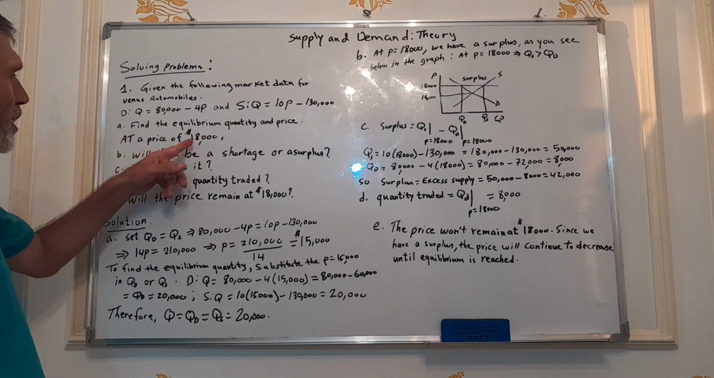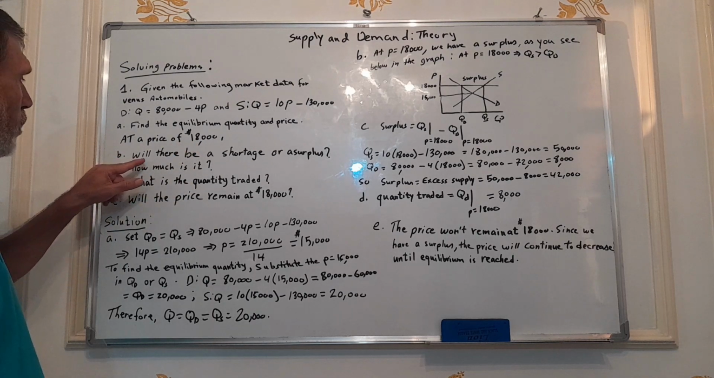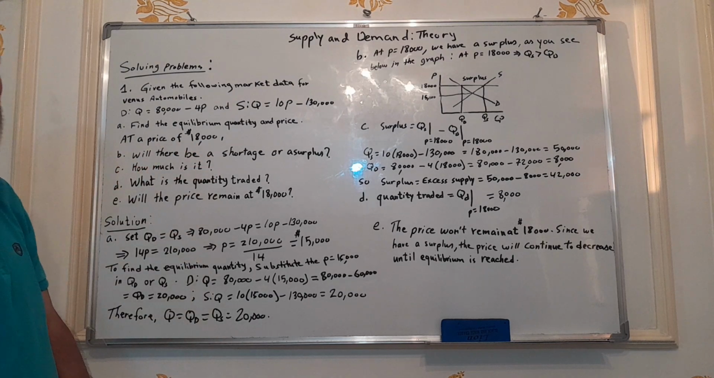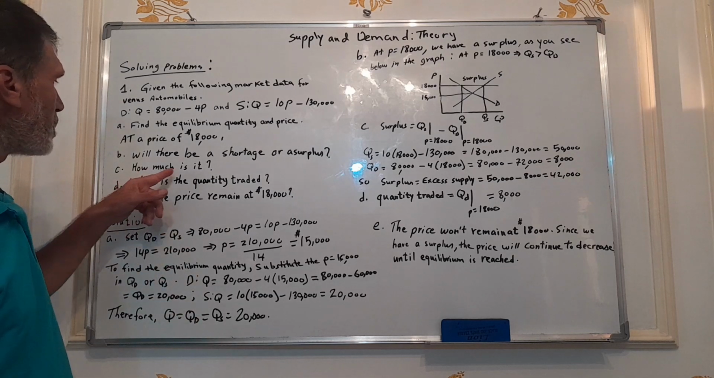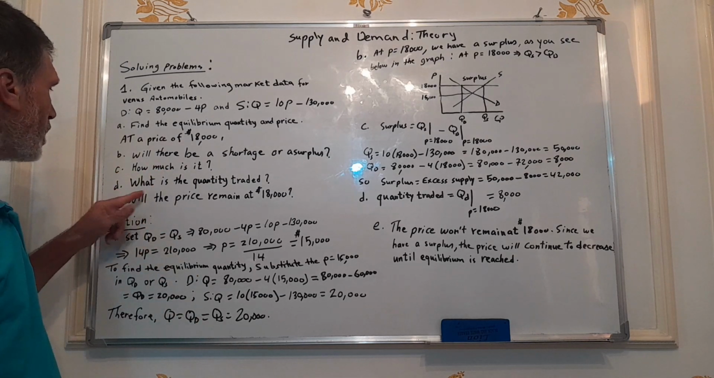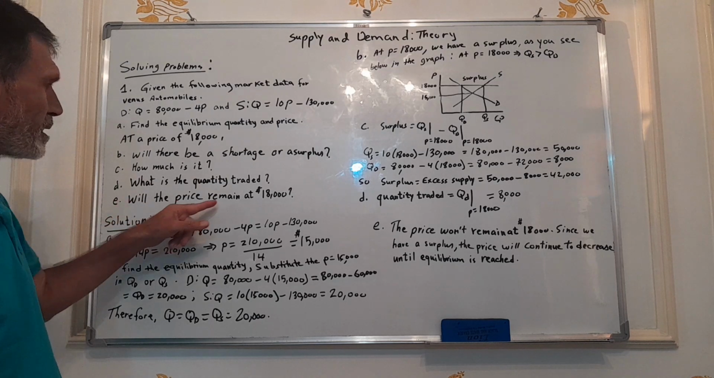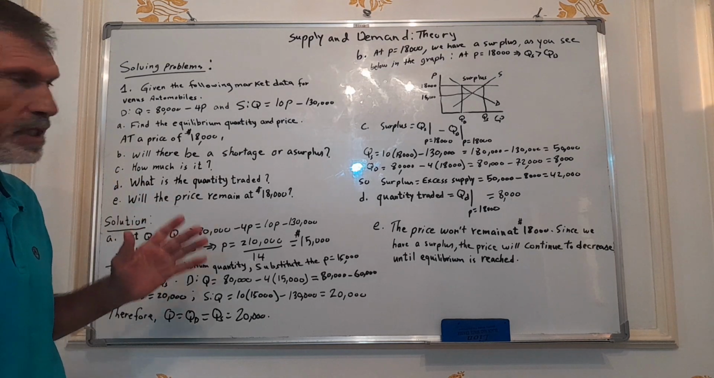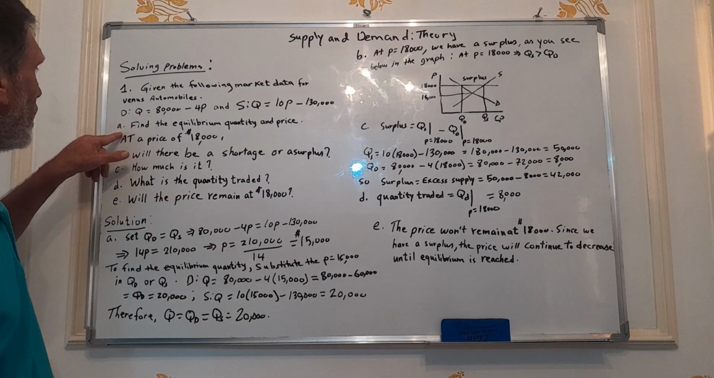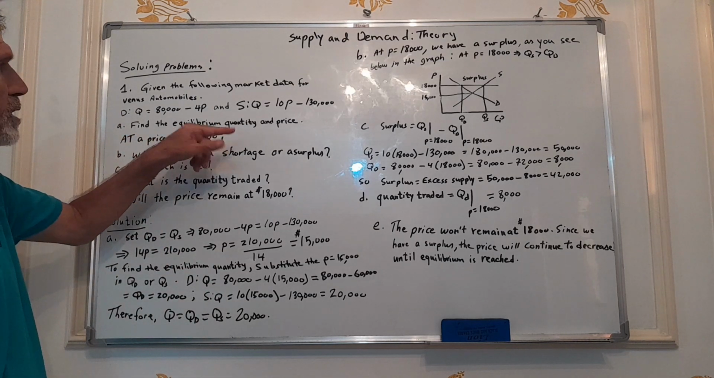At the price of 18,000, will there be a shortage or a surplus? How much is it? What is the quantity traded? Will the price remain at 18,000? Okay, first, part A: find the equilibrium quantity and the price.